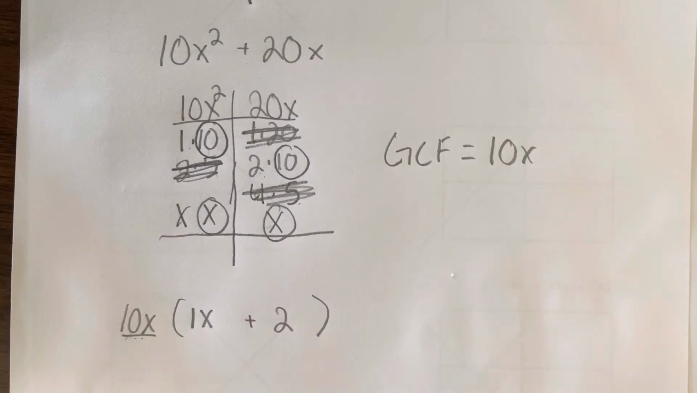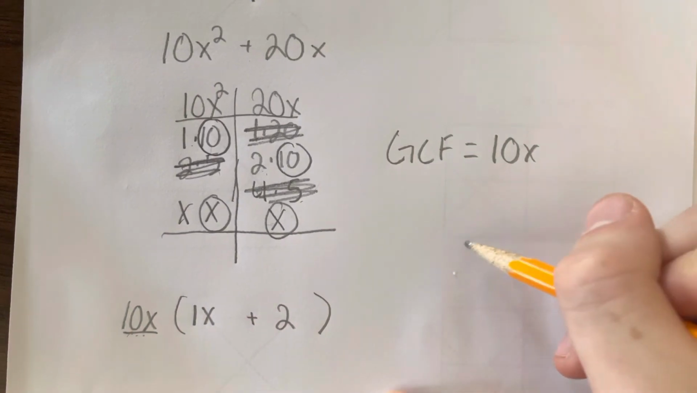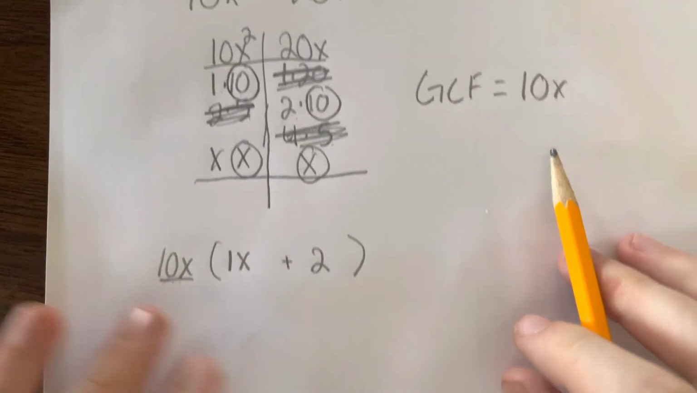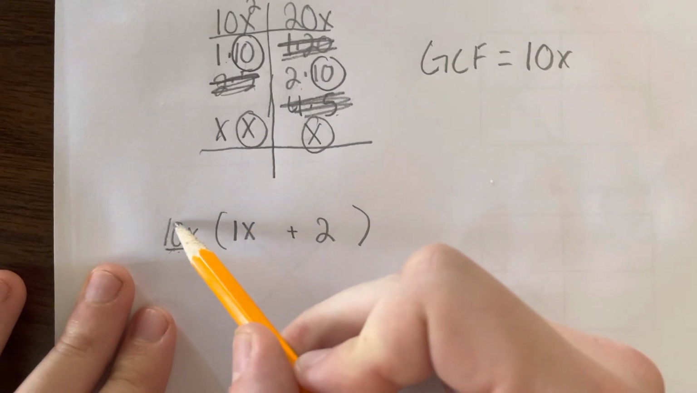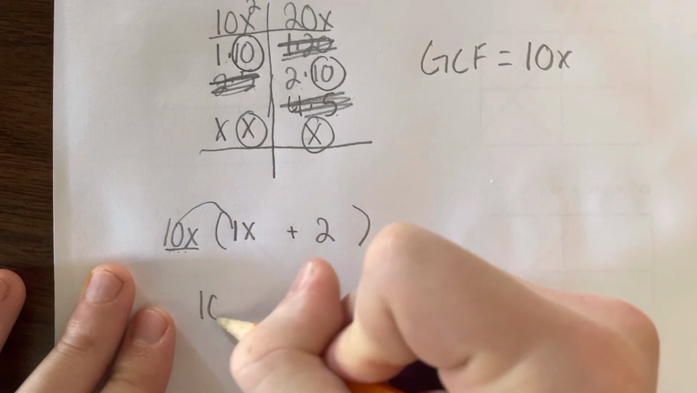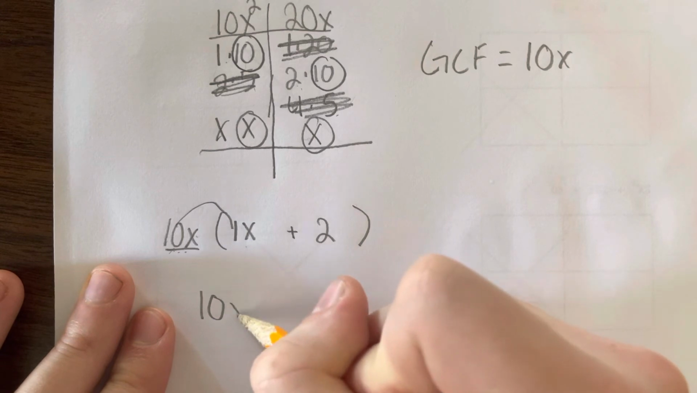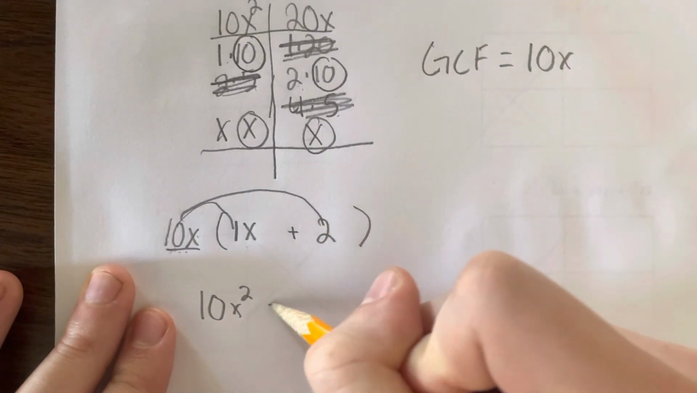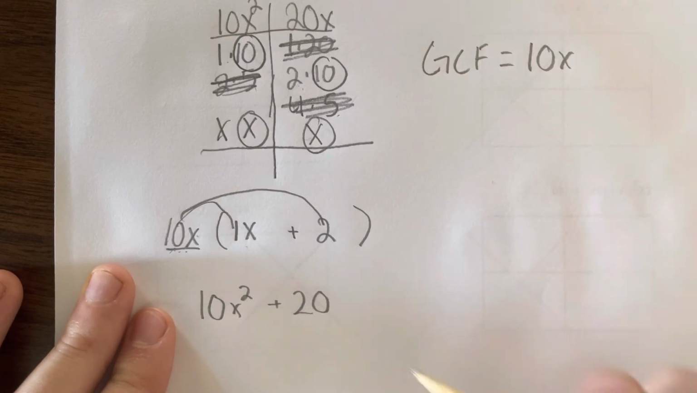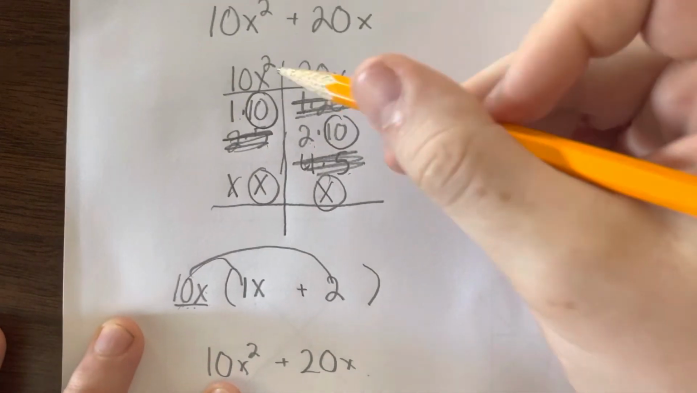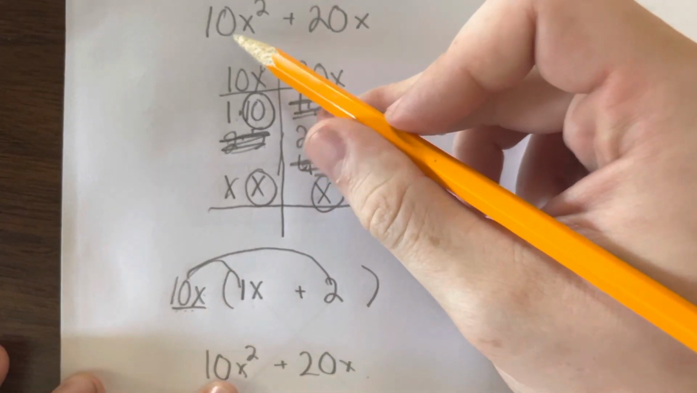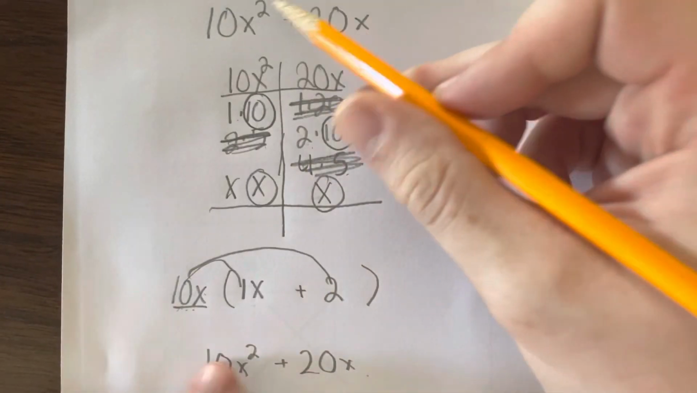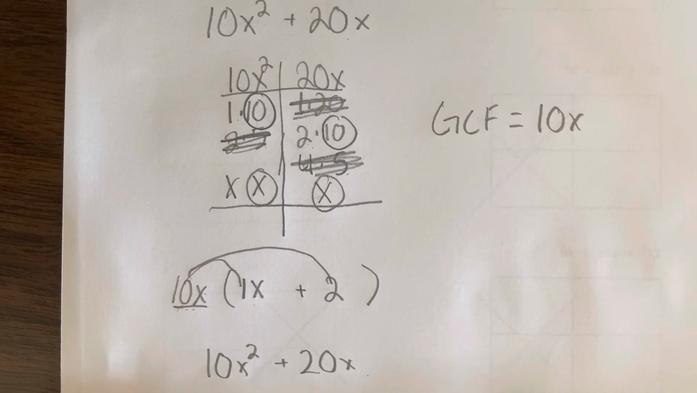You're done at this point, but just so that you know, you could then do the distributive property to prove your answer. 10 times 1 would be 10. x times x would be x squared. 10 times 2 would be 20. And there's that x. Don't these match? Aren't these the original expression? 10x squared plus 20x? Yep, it all worked. That's how we know we got the right answer.